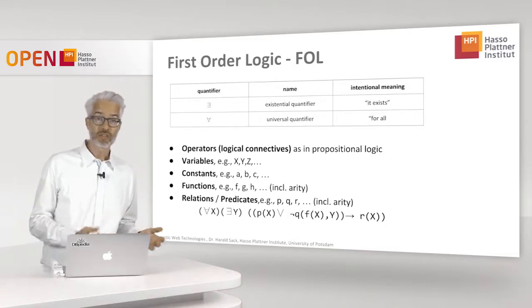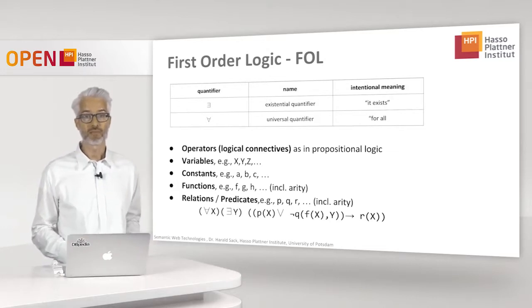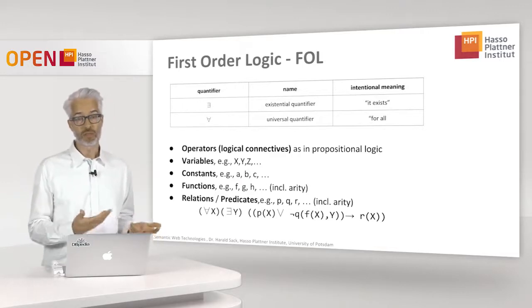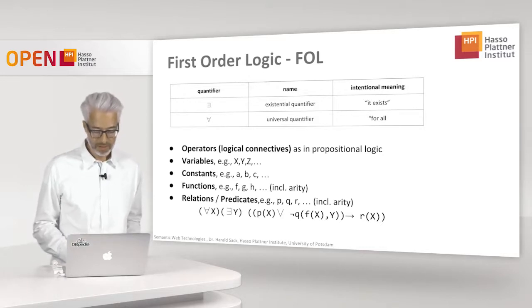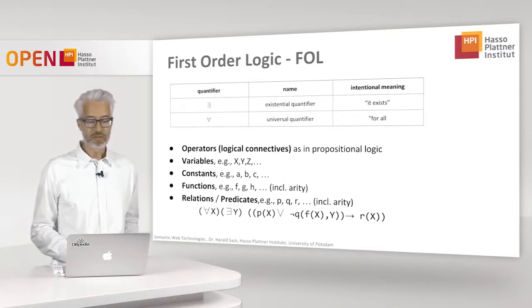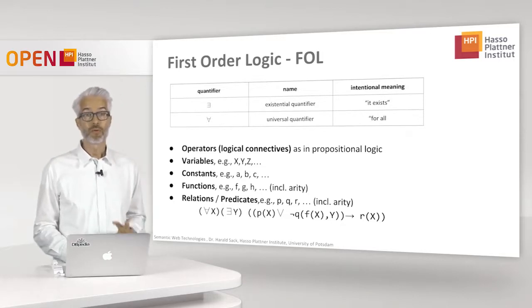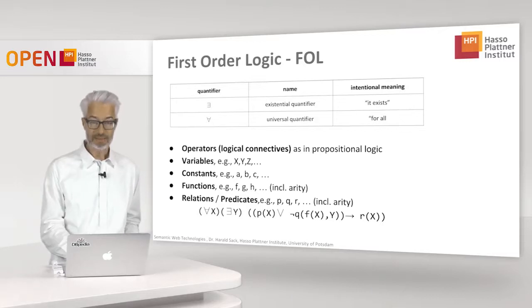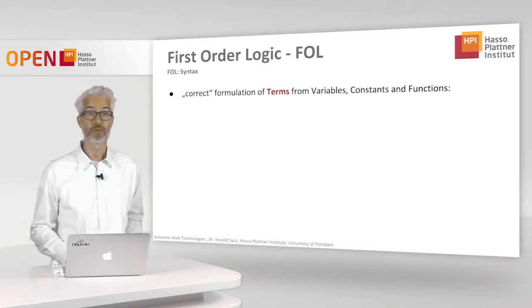Then you have functions like in propositional logic, and of course, you can also define the arity of the function. And besides functions, you also have relations, which are also called predicates. So here you see a small example of a typical first-order logic formula. So how do I form valid sentences or valid assumptions in first-order logic? So still first-order logic syntax.